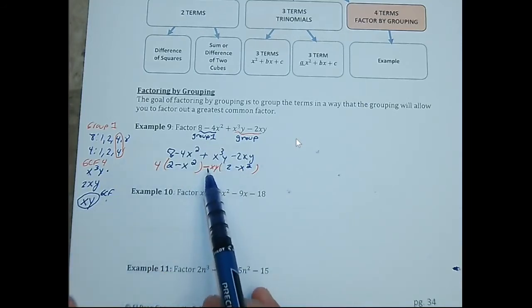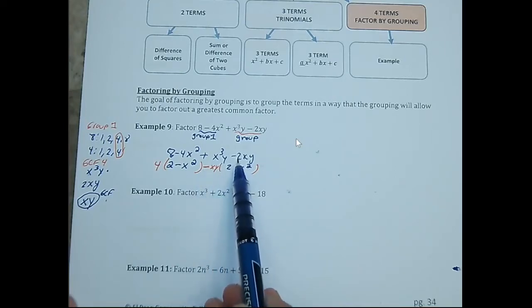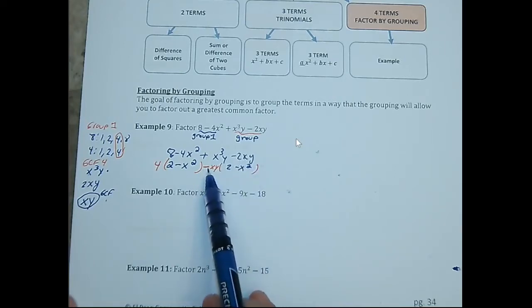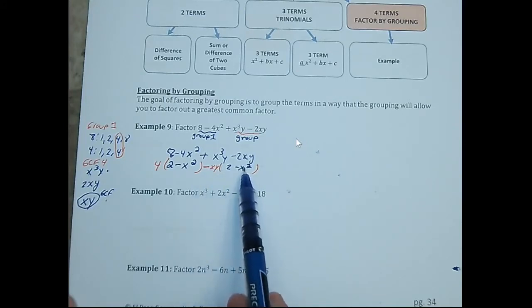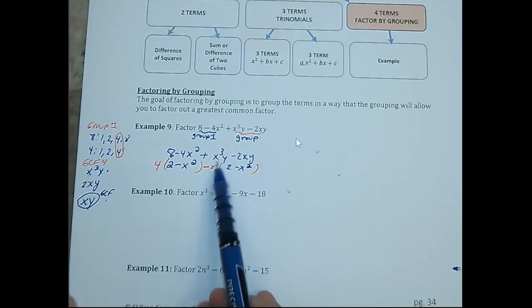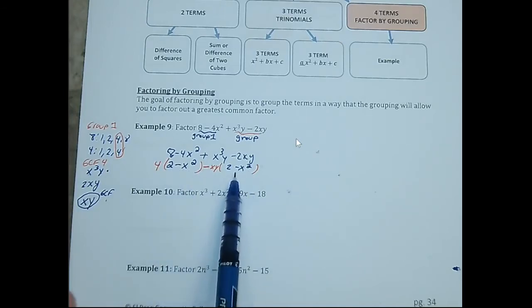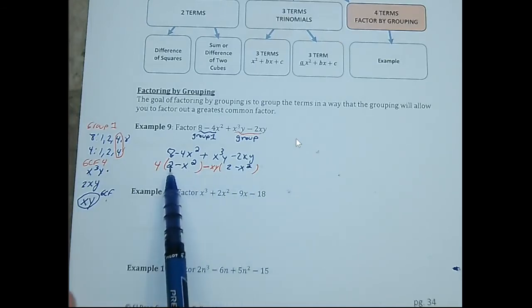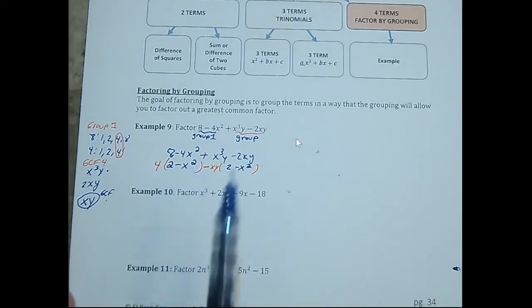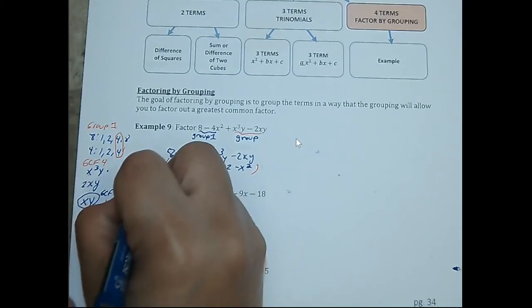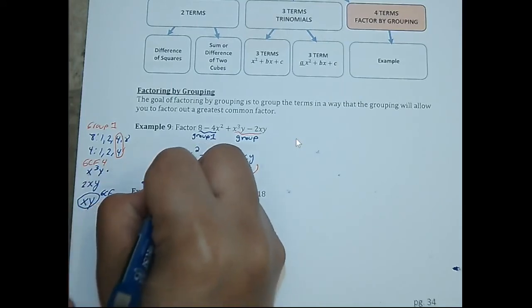And then I always like to check our work. So negative xy times 2 is negative 2xy. And negative xy times a negative x squared is a positive x cubed y. So that works here. Now if you ask yourself, what does this term and this term have in common? We can see that they have in common a 2 minus x squared. So that's going to become your new GCF. So I'm going to write 2 minus x squared on the outside.